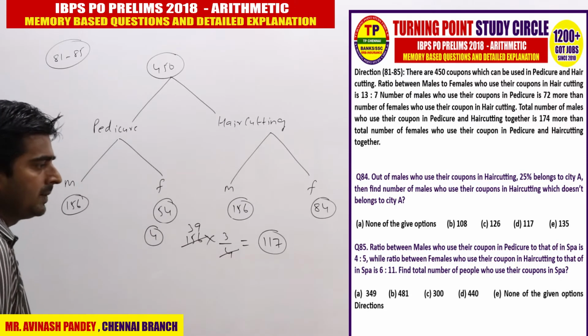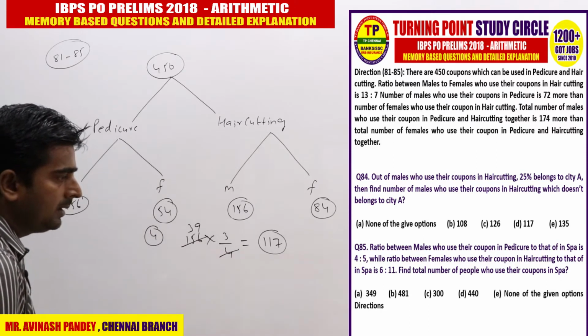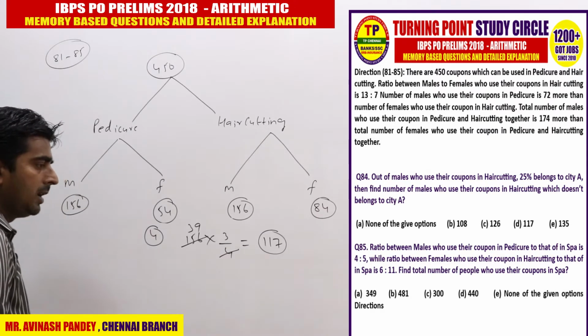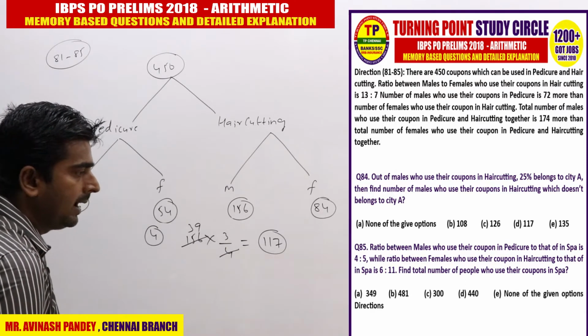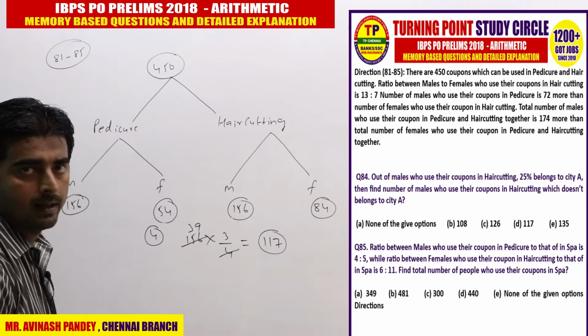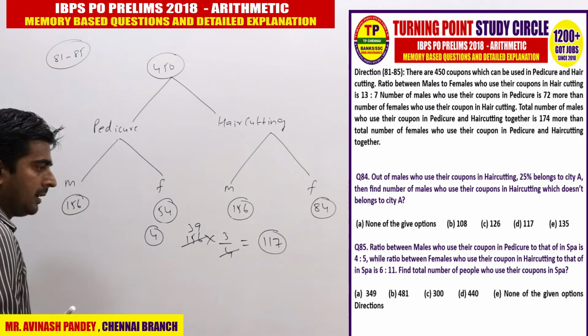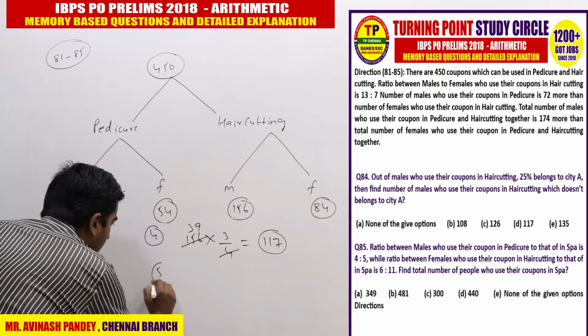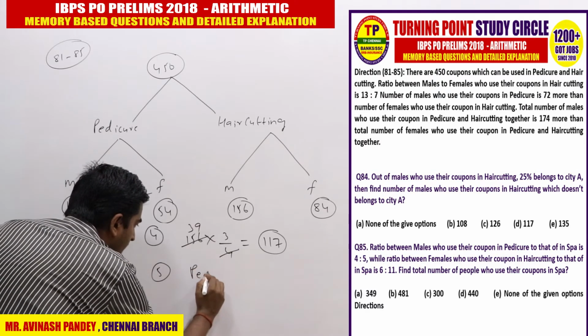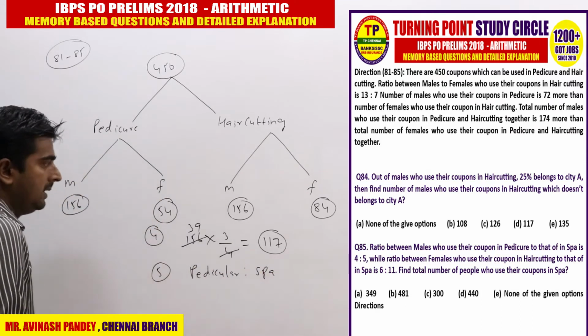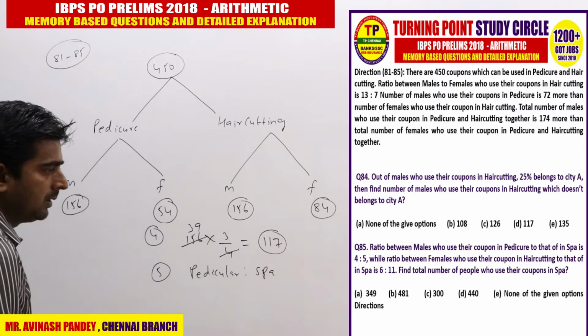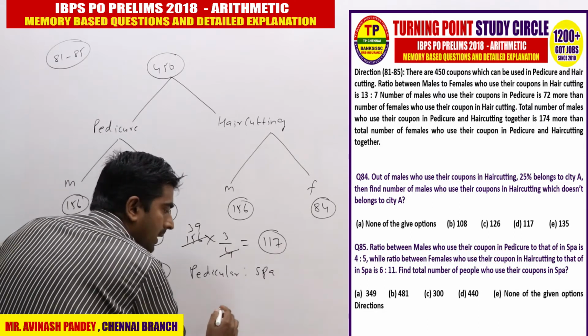So the last question: the ratio between males who use their coupon in pedicure to that in spa is 4:5, while the ratio between females who use their coupon in hair cutting to that in spa is 6:11. Find the total number of people who use their coupon in spa, right? So when you see the first ratio here, between the males who use their coupon in pedicure to that of spa, right? How much have they given you? The ratio they have given you is 4:5, right?